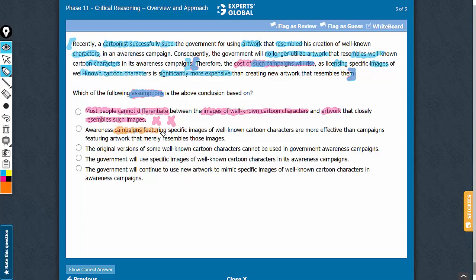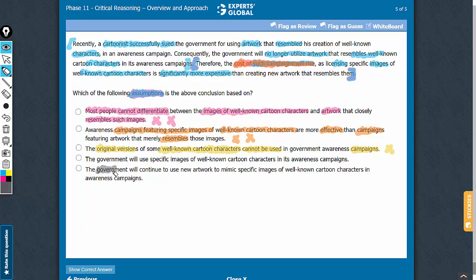That campaigns featuring specific images of well-known cartoon characters are more effective than the campaigns featuring the copies is just additional information. This has no bearing on whether the cost of such campaigns will rise. Answer choice C has no bearing on the conclusion of the argument, so this cannot be a valid assumption. If original versions of some well-known cartoon characters cannot be used in such campaigns, this would weaken the conclusion. An assumption statement always strengthens the conclusion, so this choice cannot be correct.